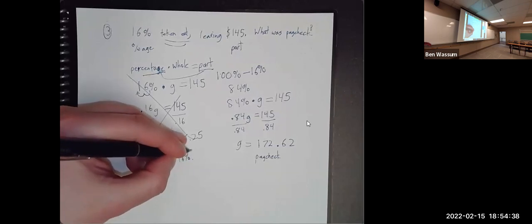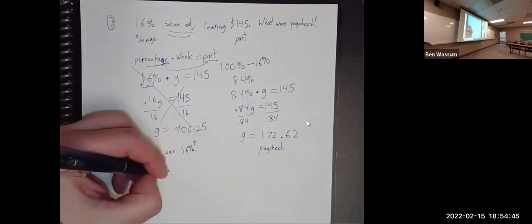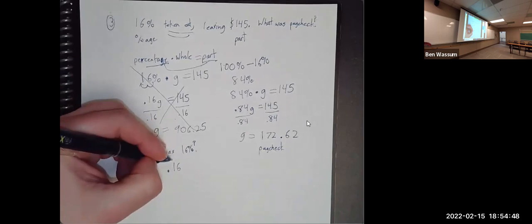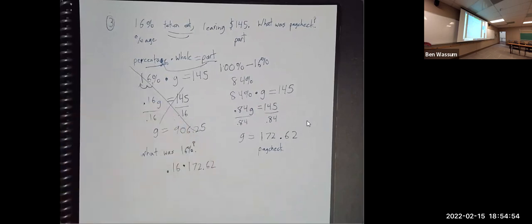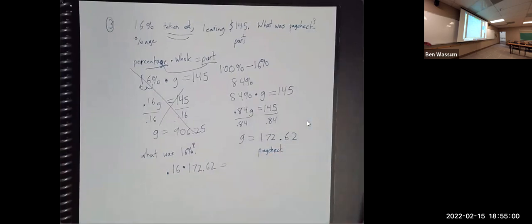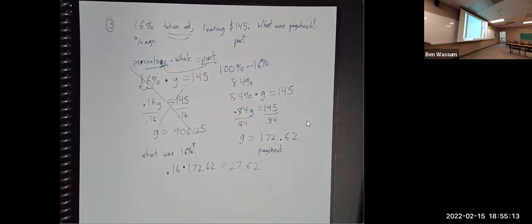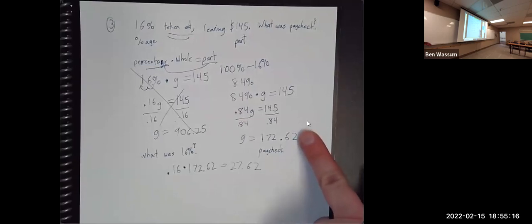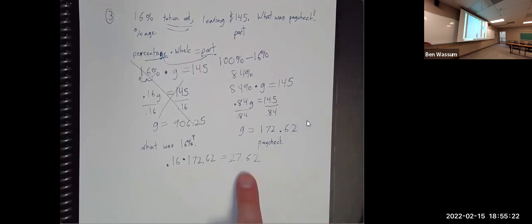quite easily, right? We could say, okay, well, now that I know how much the paycheck was, I can take 0.16, the decimal form of that 16%, and I can multiply it by that paycheck, because that 16% was from the paycheck. So 0.16 times that guy, we end up with 27.62. The other way to have found that would have been to take the difference, this guy minus the 145. But that didn't seem as fun to me. I wanted to go percentage wise.